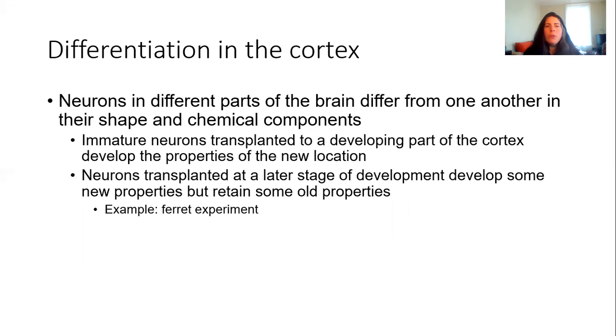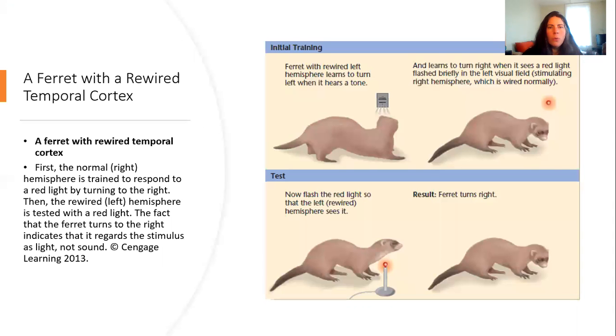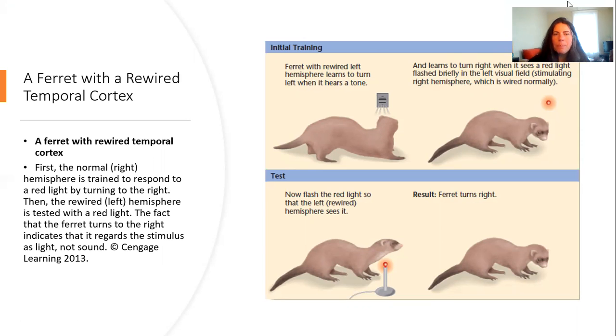Okay, so again, neurons in different parts of the brain differ from one another in their shape and chemical components, and therefore their functioning. Immature neurons transplanted to a developing part of the cortex develop the properties of that new location. Neurons transplanted at a later stage of development develop some new properties but retain some of the old properties. So we can see this in the ferret study.